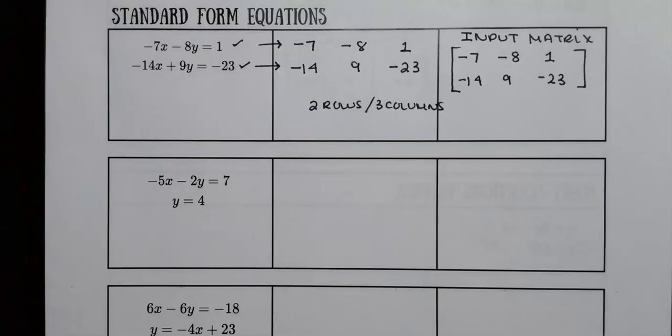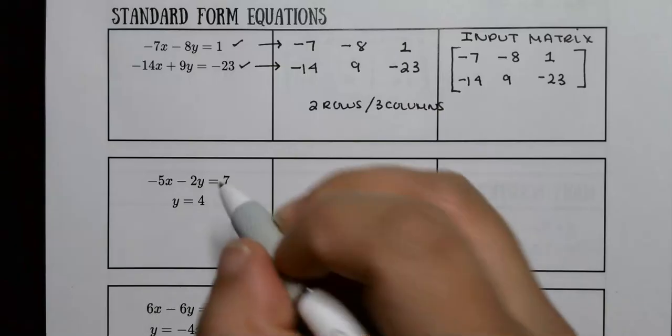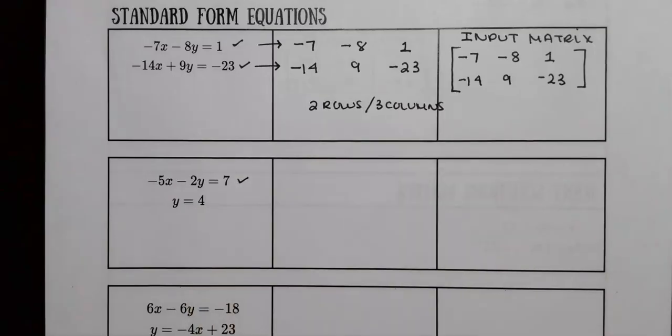So this is the first setup. This one's the easiest one to do because both of our equations were in standard form. So let's look at the second equation. We realize that the first one is in standard form because it has x, y, constant.